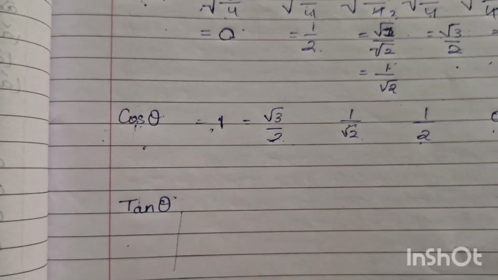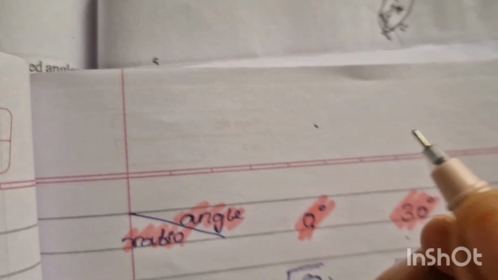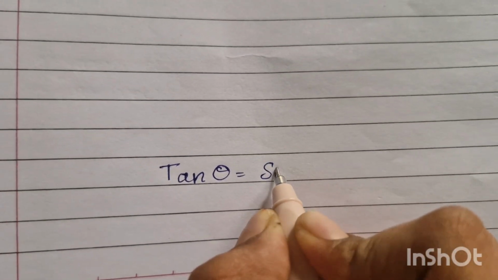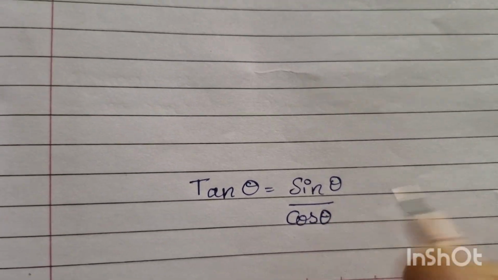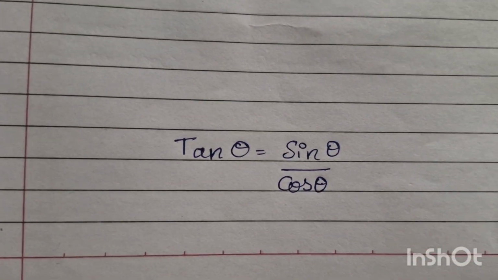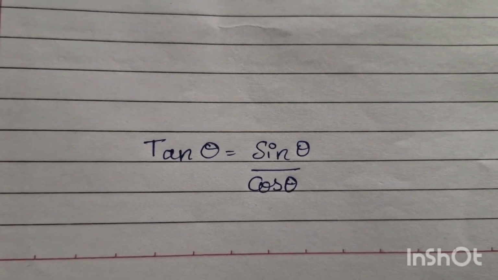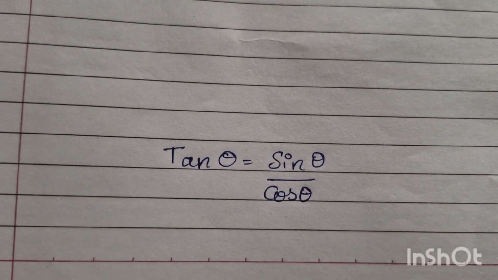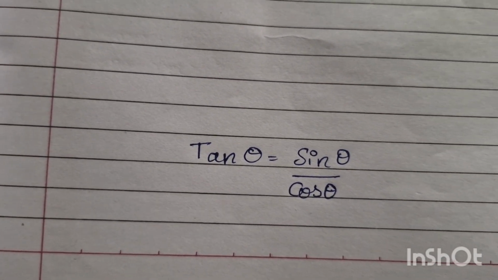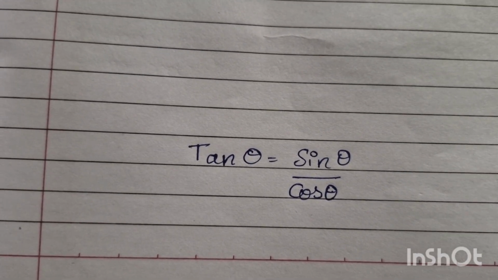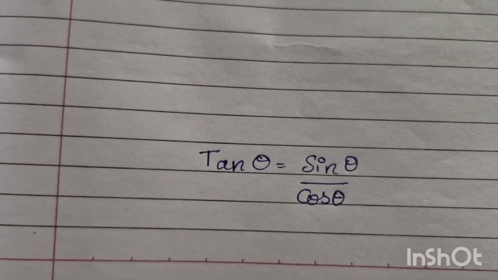So we have to know the important point of tan theta. Tan theta is equal to sin theta by cos theta. This is the important formula that we have to note in our mind. We have to remember it in every single sum. It will help in every single sum. We have to remember this one perfectly.